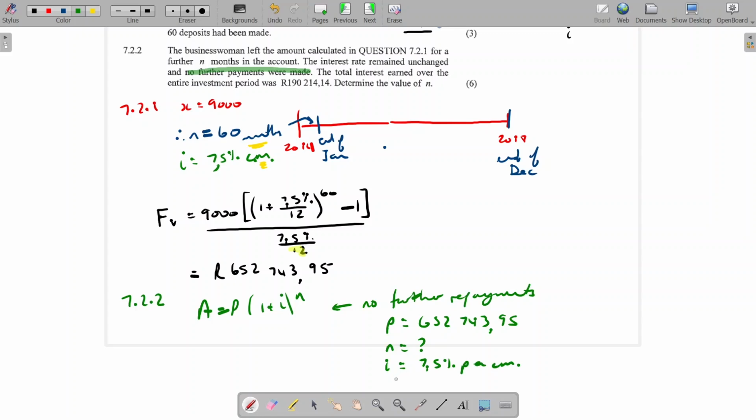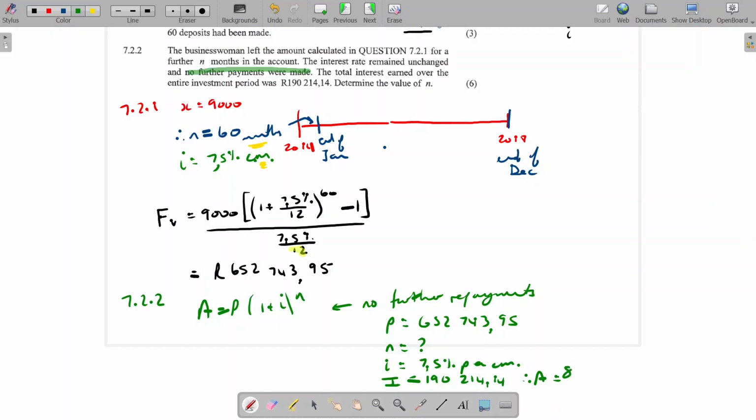And we wanted the interest to grow. Okay, so we want the interest to grow to 190,214.14, which implies that therefore the A value would be, we got to add that onto the marks. It's the interest, it's the extra 214.14. The total amount now would be 842,958.09, and we go and plug this into our formula.